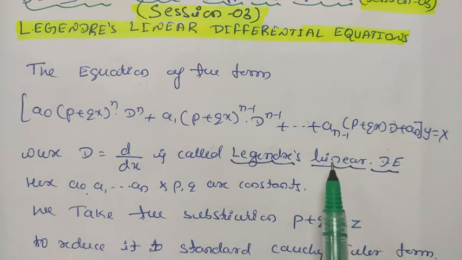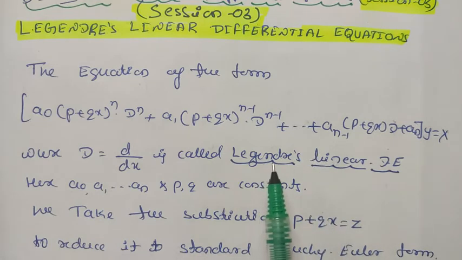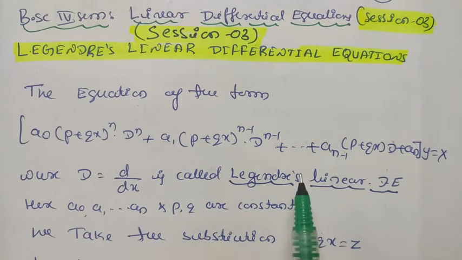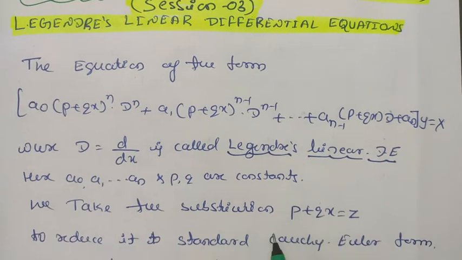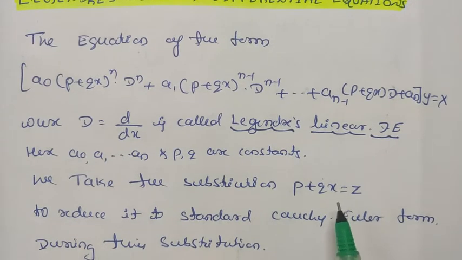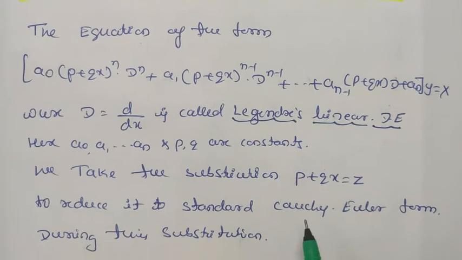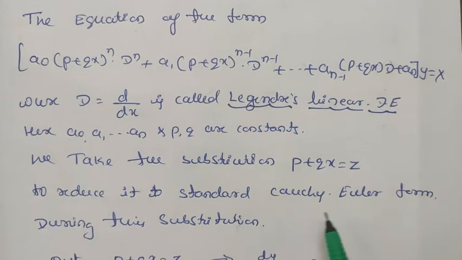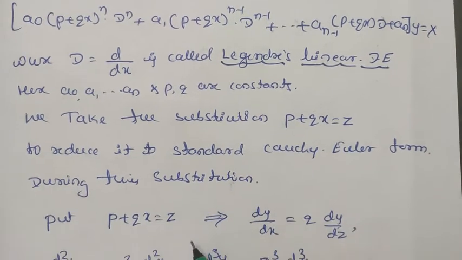So what we have to do here is convert this Legendre equation into the Cauchy-Euler linear differential equation that we studied in the last session. To convert it, we have to use one substitution: p plus qx is equal to z. After this substitution, the Legendre equation will be reduced to the standard Cauchy-Euler form.